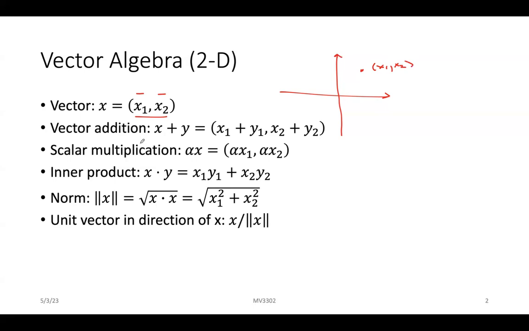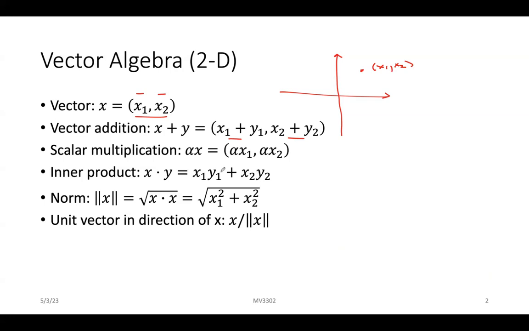So now one of the things that we're going to be doing is adding 2 vectors together. And when we add 2 vectors together, we're going to add them component-wise. So if X were X1 and X2 and Y were Y1 and Y2, then the sum of the vectors is the sum of their respective components.